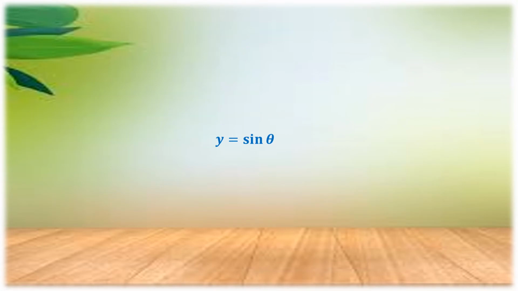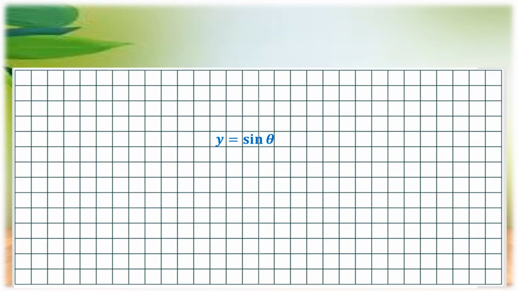First, we are going to graph y is equal to sine theta. So in here, we are going to graph it manually. So we will be having the x-axis and the y-axis. Along your y-axis, we will be having positive 1 and negative 1. Along your x-axis, we will be using the radians. And remember that pi is equal to 180 degrees.